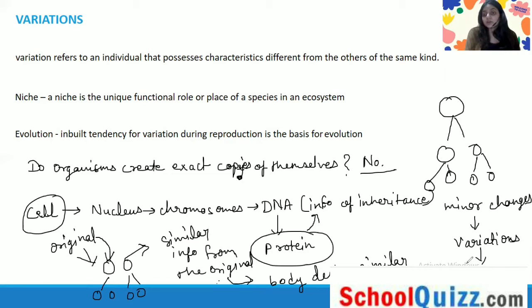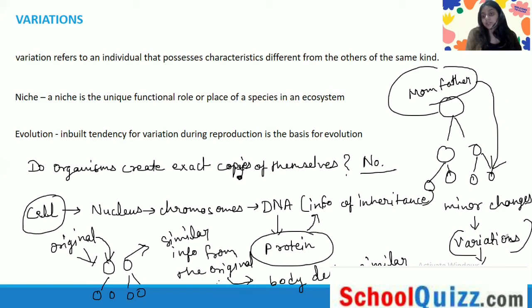So you are not looking exactly like your mom or exactly like your father. You are a mixture of your mom and father. That's why you are a mixture of your mother and father, because of these variations, and these variations happen because of the information transferred from the original cells to the duplicate cells. I hope I made you understand this.